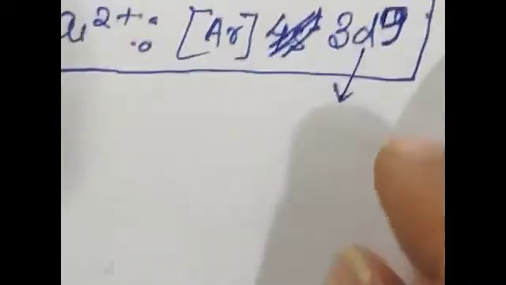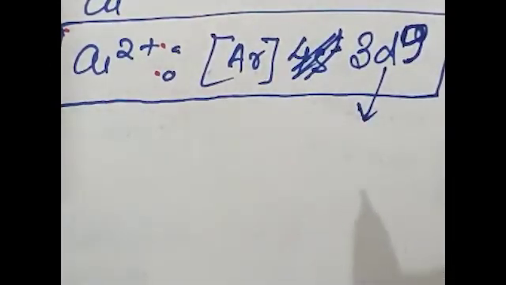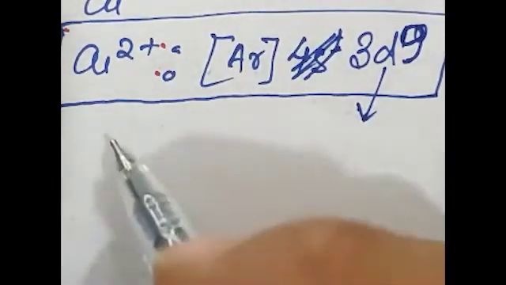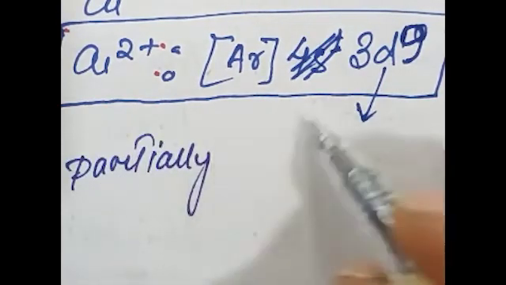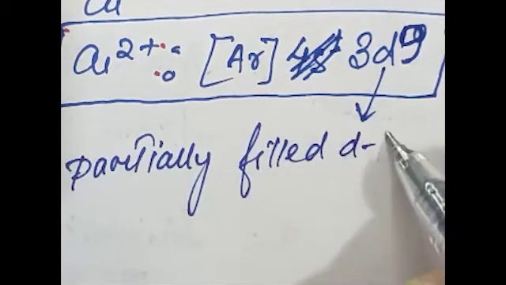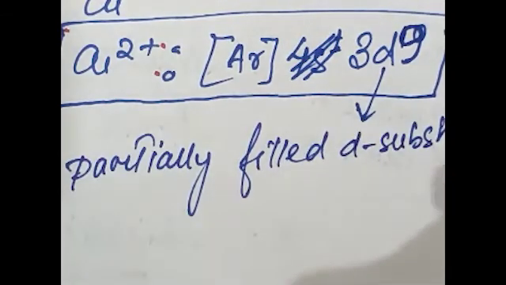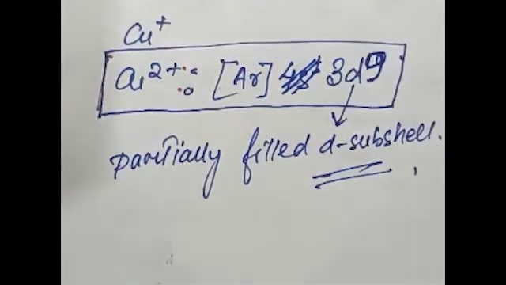Copper 2 plus means simply 3d9. So it has partially filled d orbitals, a partially filled d subshell. That is why copper is a transition element but zinc is not.